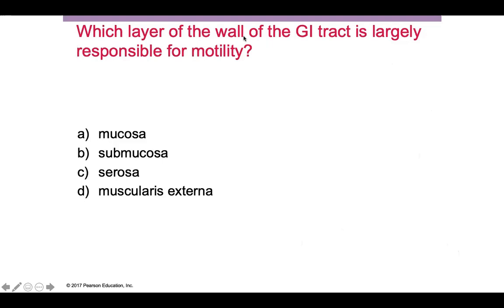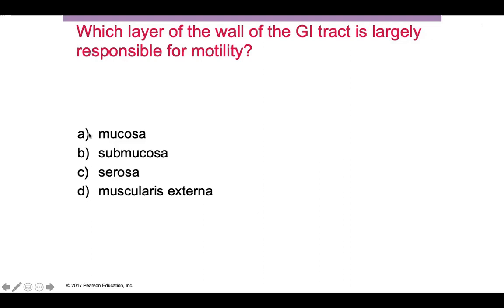All right, so a lot of response for D, but quite a few of you chose A. Which layer of the wall of the GI tract is largely responsible for motility? So we know that there are two layers that have muscle. The thicker muscle that's going to be more important for the movement of the tract itself is going to be the muscularis externa. Okay, that's where we have that thicker layer of smooth muscle with the different orientation of fibers. That's going to be more important for the motility of the entire tract.